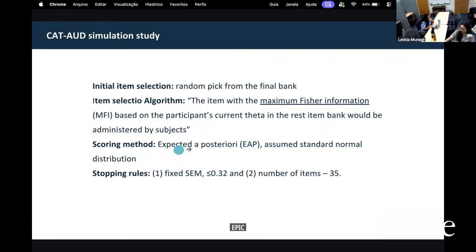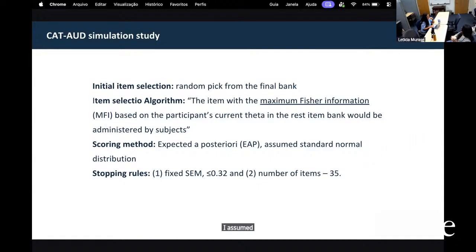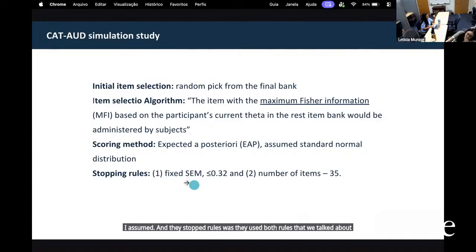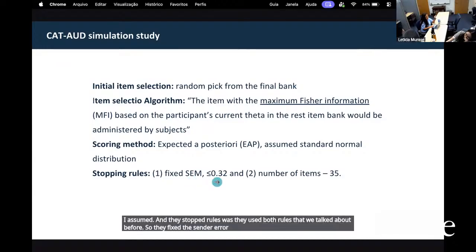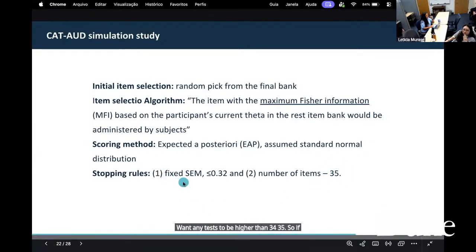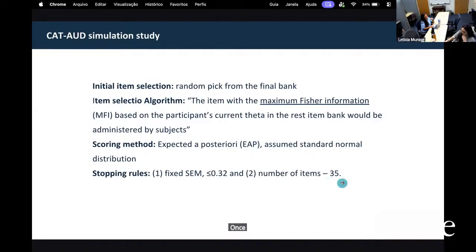The scoring method they put here is expected a posteriori, and a standard normal distribution was assumed. And the stopping rules, they used both rules that we talked about before. So they fixed the standard error of measurement at 0.32, and they didn't want any test to be longer than 35 items. So if the test didn't stop because of this standard error, once the examinee reached 35 items, the test would stop.